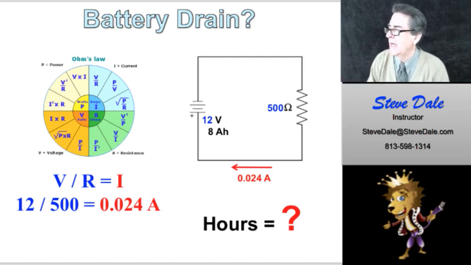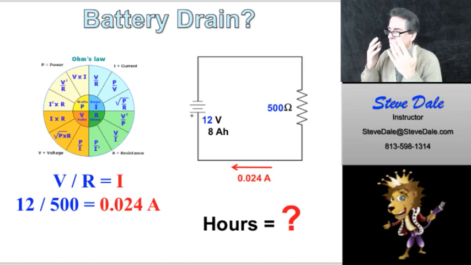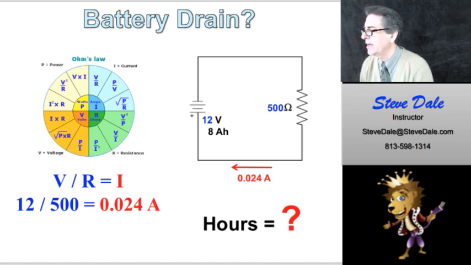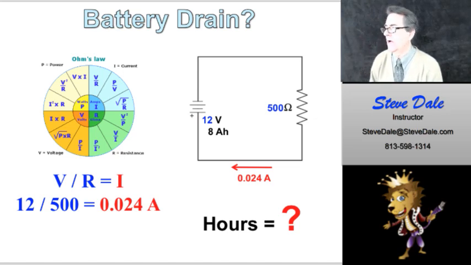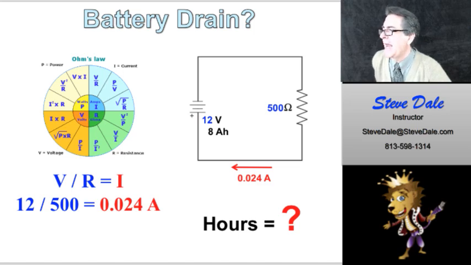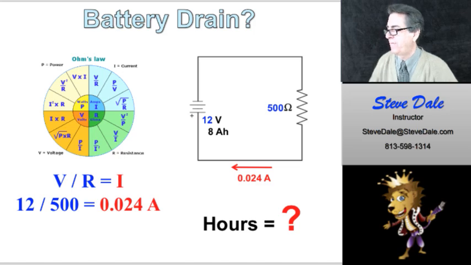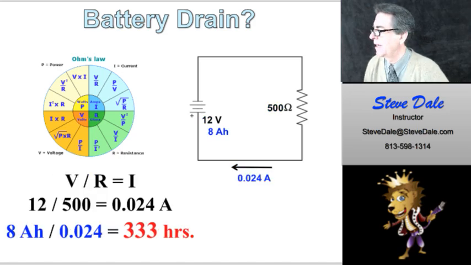So here's the situation. You've got 500 ohms resistance of load with a 12 volt battery. Those resistors are pulling 0.024 amps through the circuit based on your load of 500 ohms and 12 volts. Now I know it's 0.024 amps being pulled through that circuit, and I know that my battery can supply 8 amps an hour. So how many hours will the battery last? So I figured that out. So what's my next step?